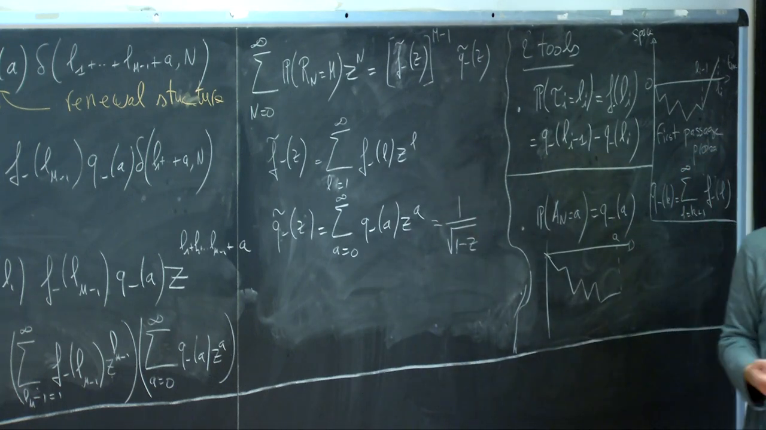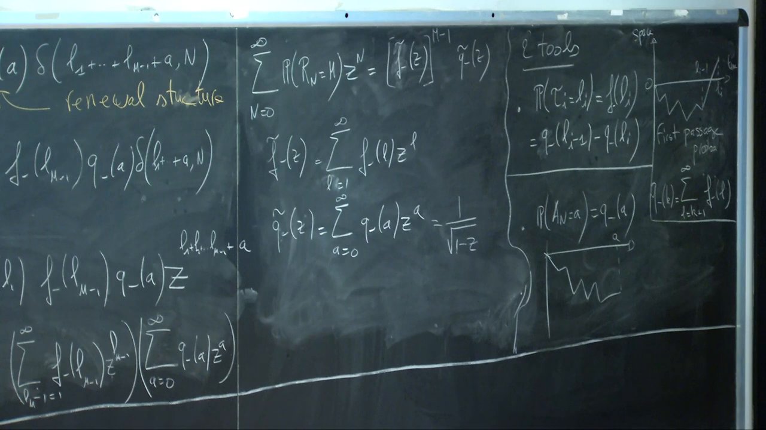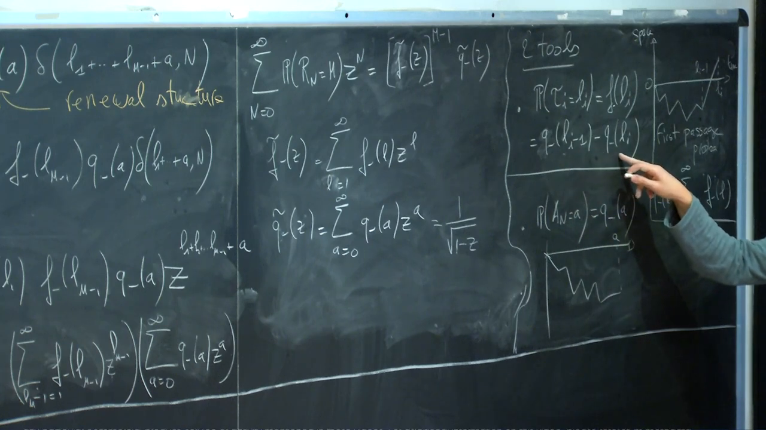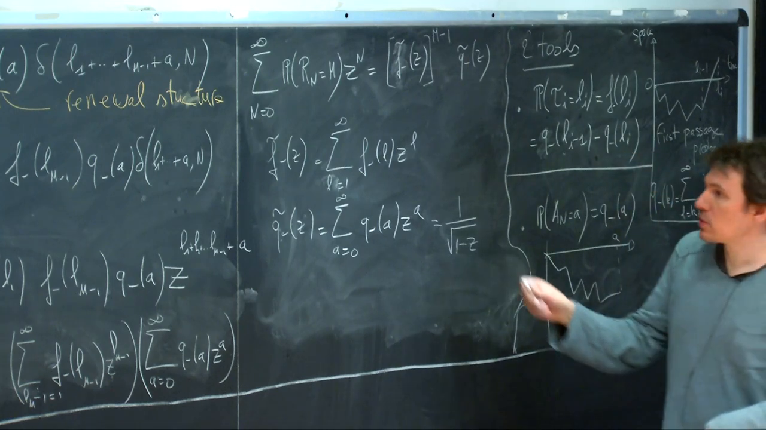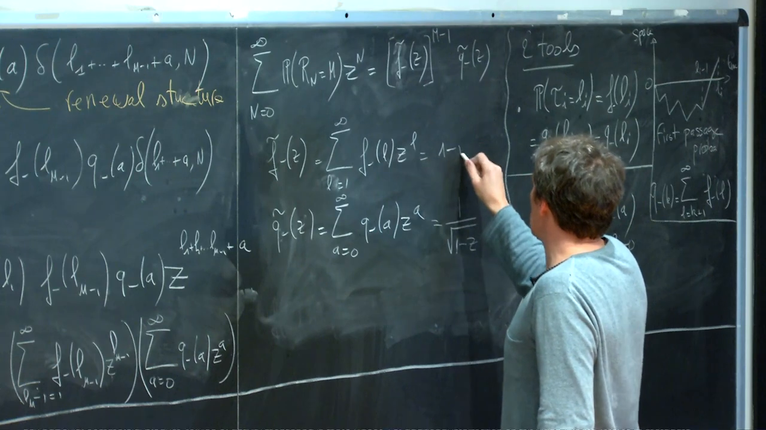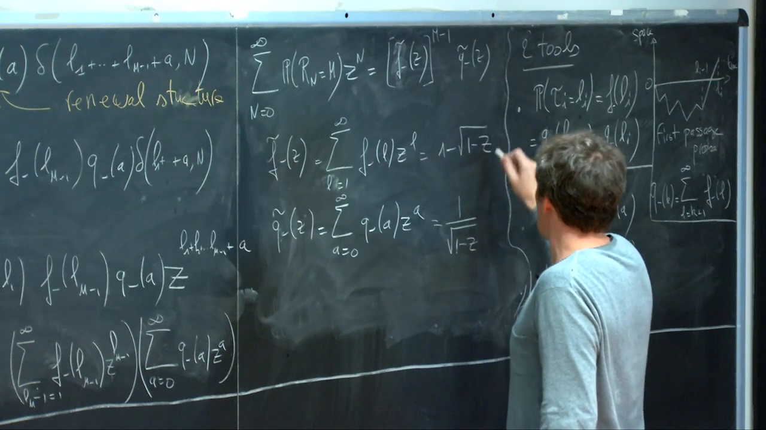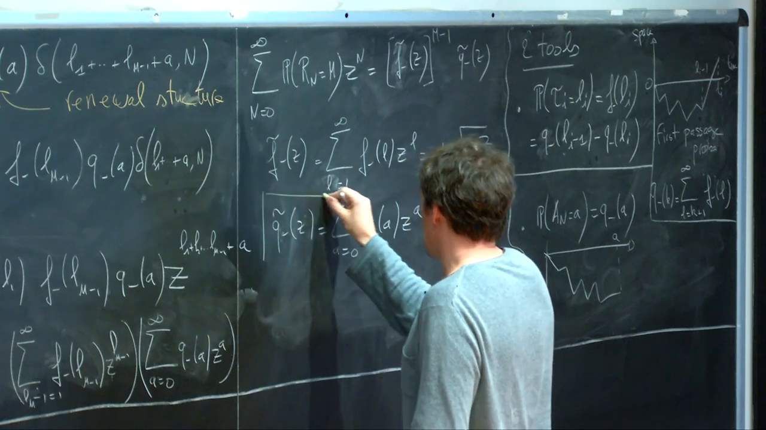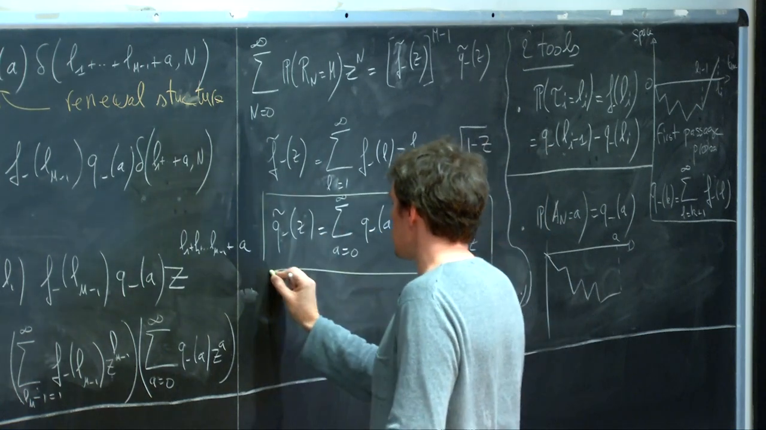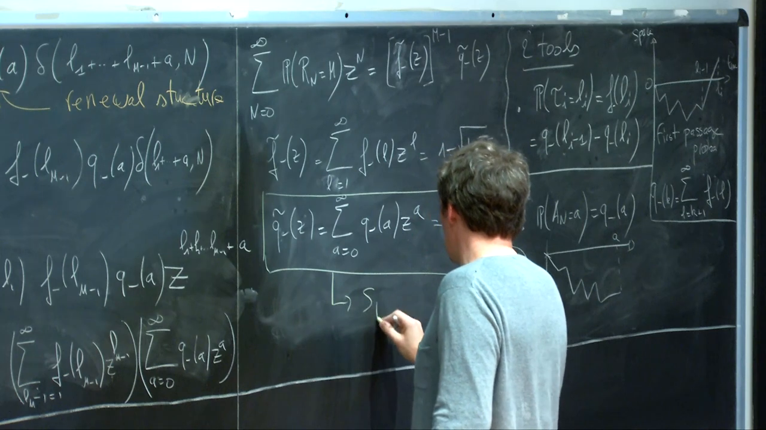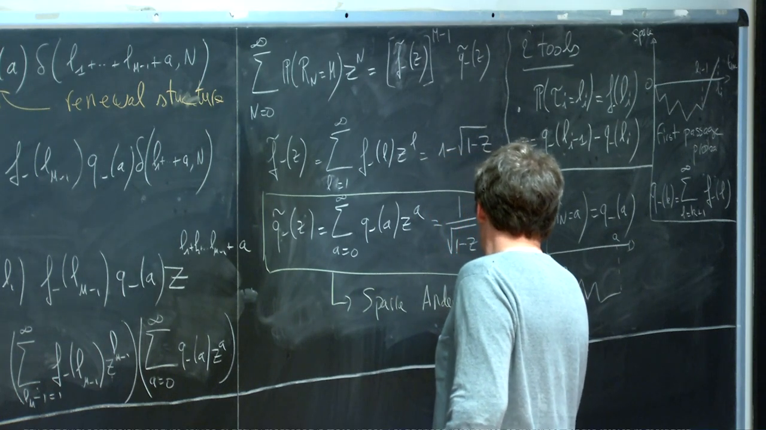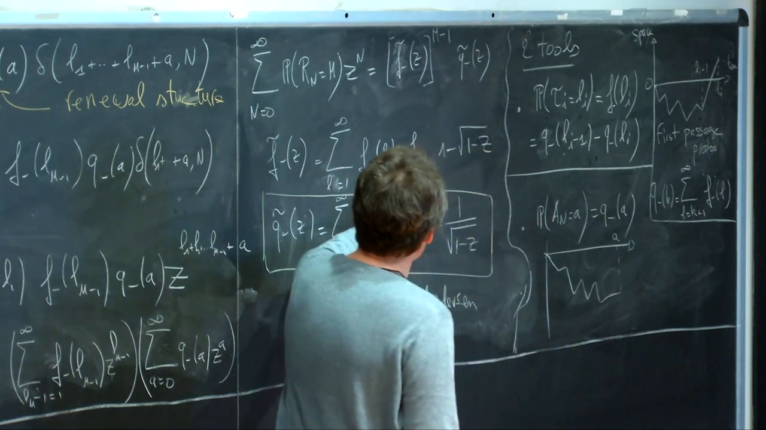Well, this one is also very simple, because F minus Z is just related to that. It turns out that this is just that. So this is Sparre Andersen. I hope you recognize it. Now, this is a consequence of Sparre Andersen.